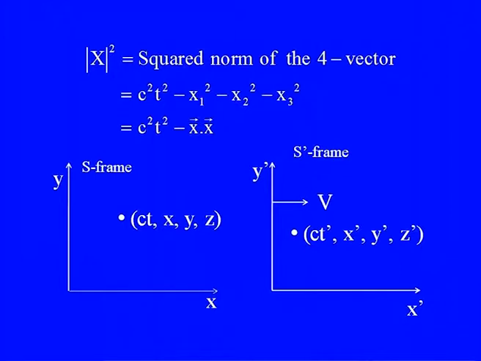Now, the same event will be viewed by someone in the S prime frame, which is moving with the velocity v with respect to the S frame, at ct prime, that is, at time t prime, and at position x prime, y prime, z prime. Remember, at t equal to t prime equal to 0, these two frames were coinciding, and then S prime started to move with uniform velocity v. So, how are these things related?